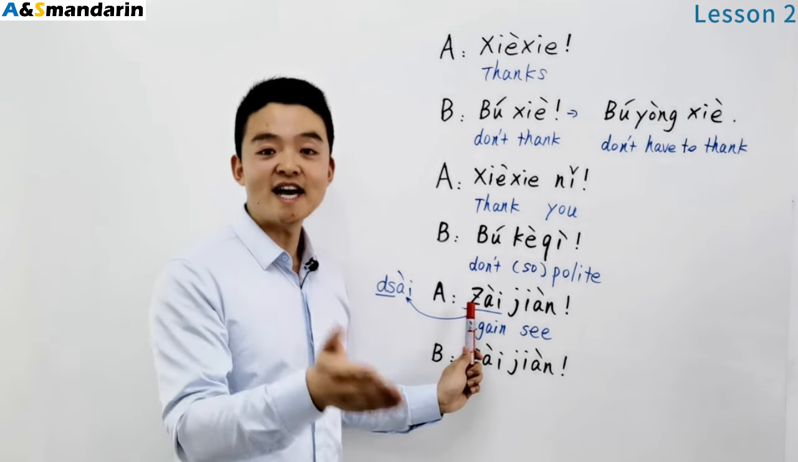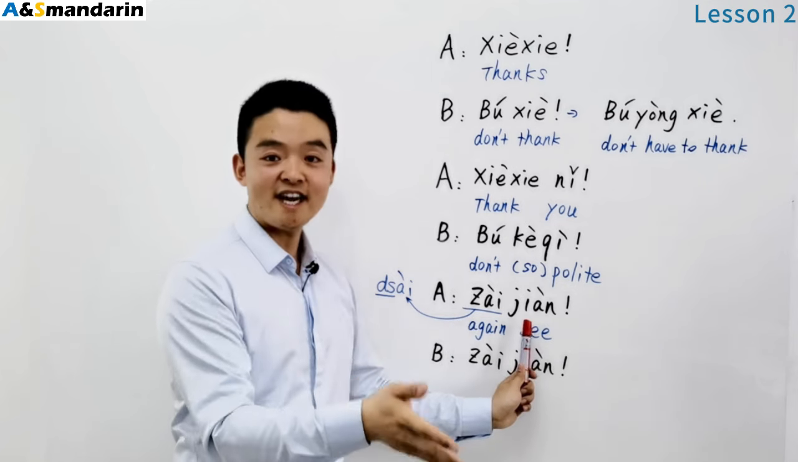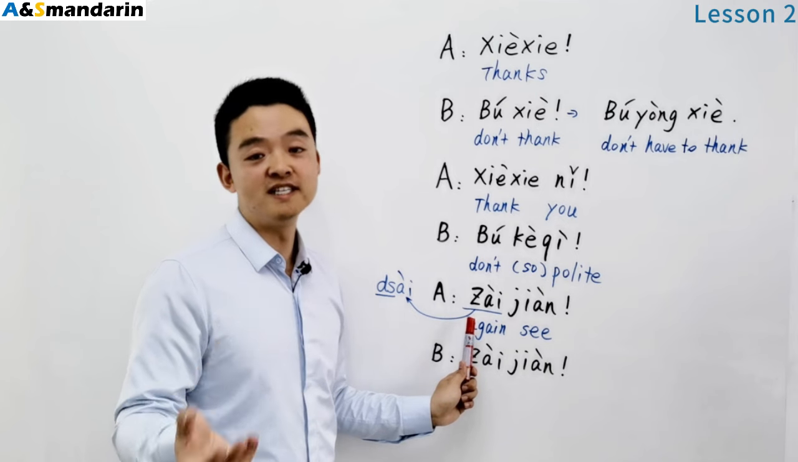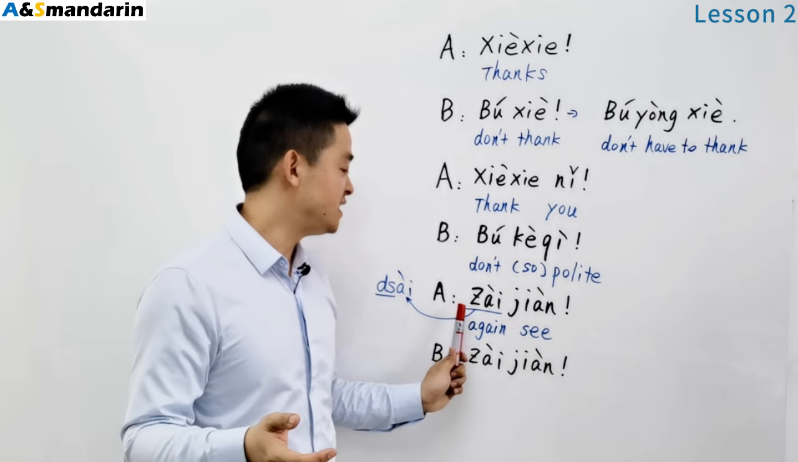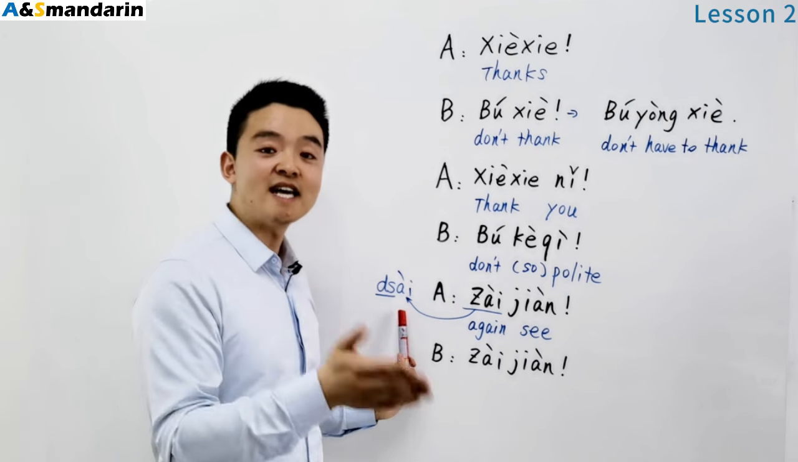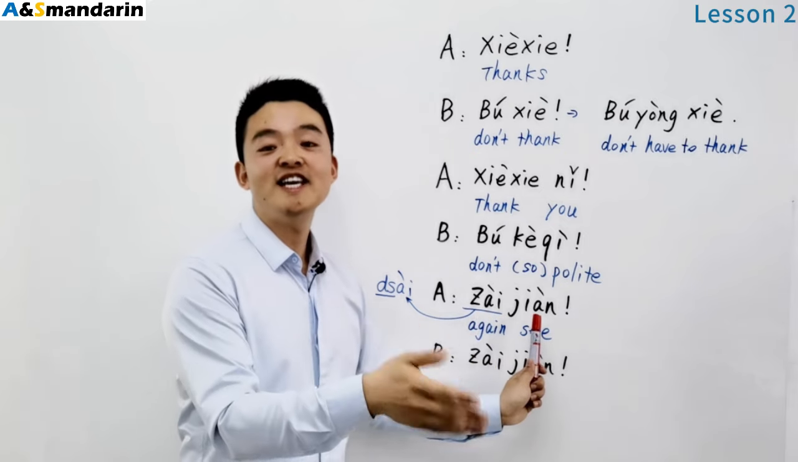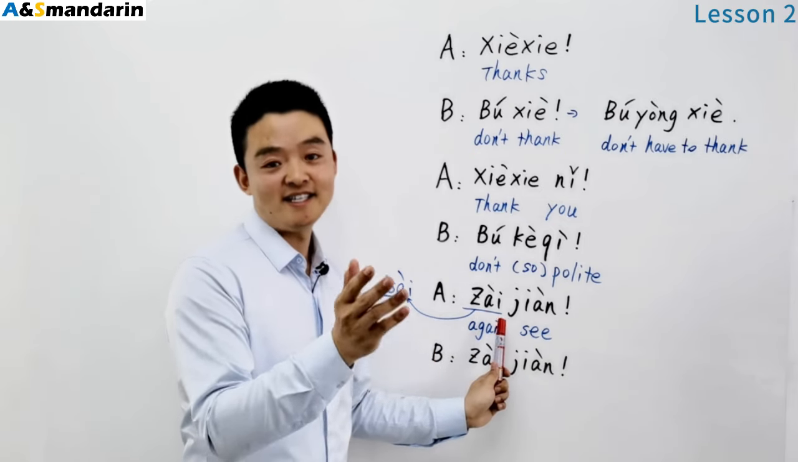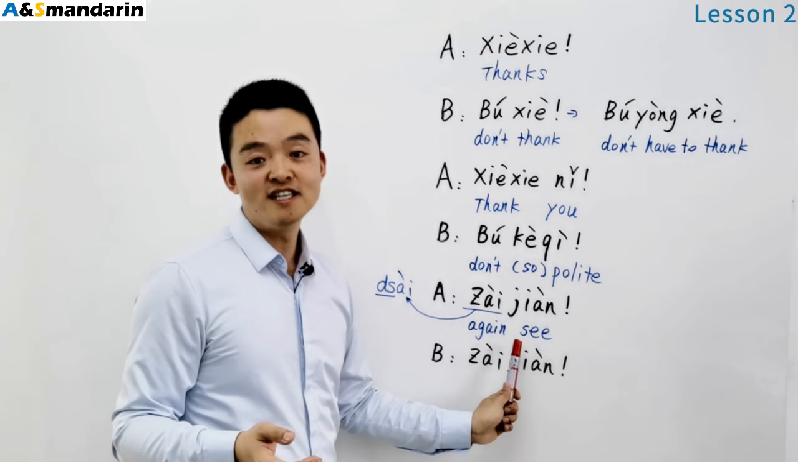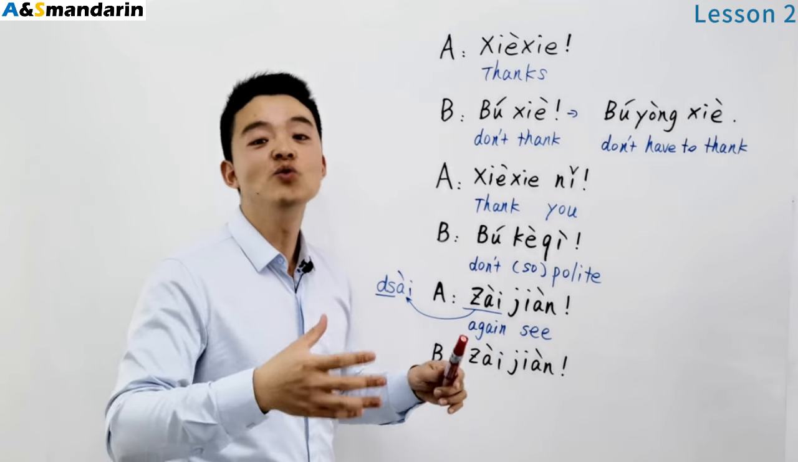A says 再见。再见。The pronunciation for 再 may not be easy for you. You can rewrite Z into DS. Make it like this. 再，再见。再 again, 见 see, altogether, again see, that is like see you again.